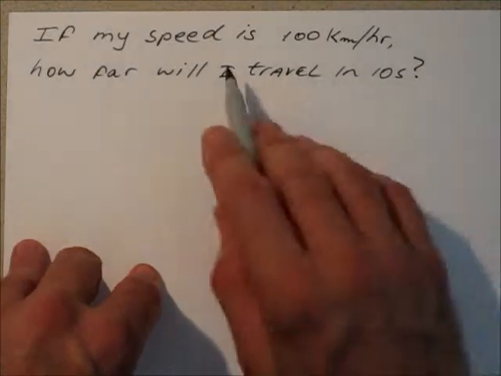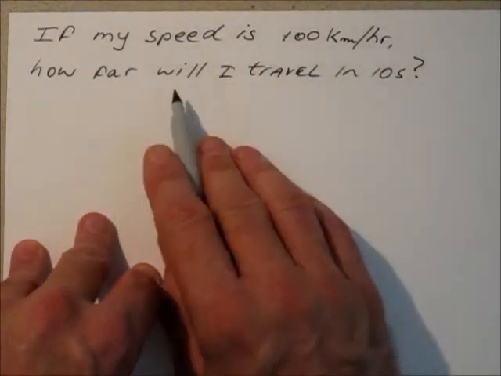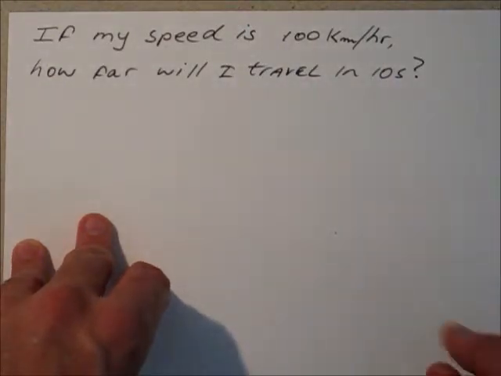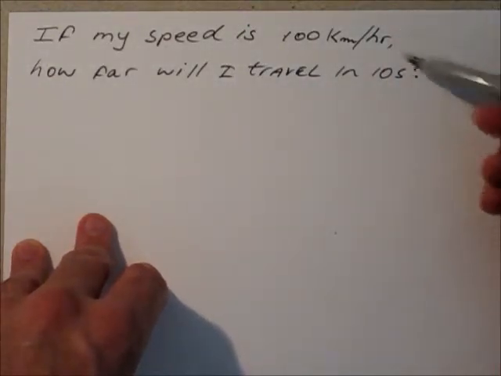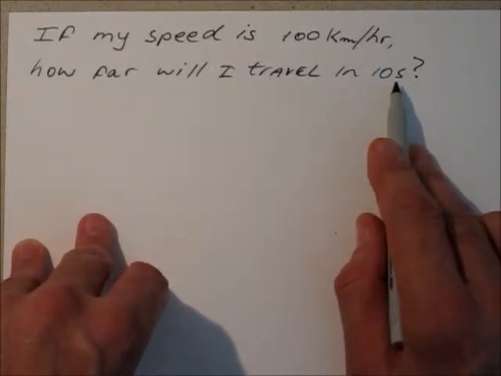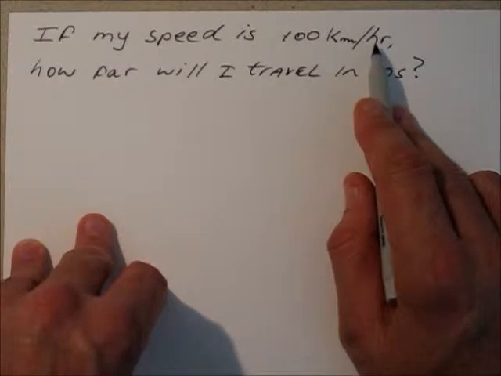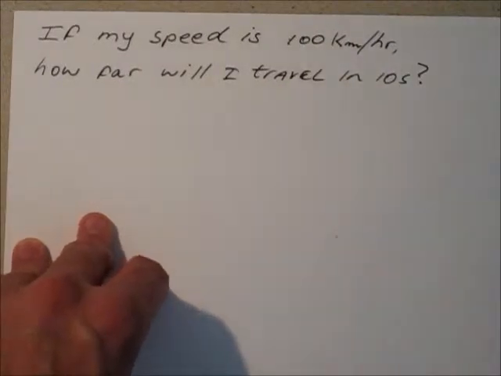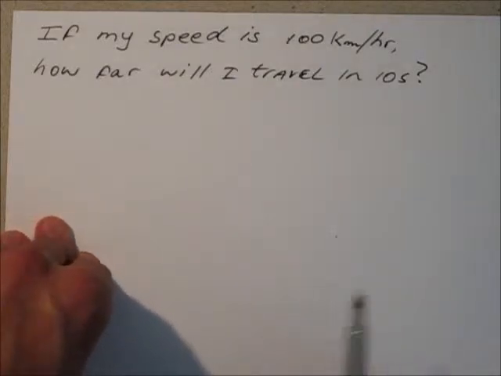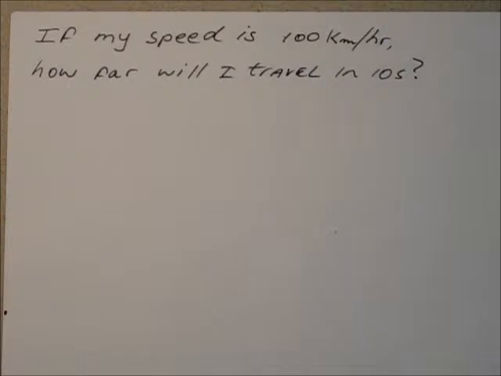So at the moment, we've got a speed in kilometers per hour, but the question's asking how far we'll travel in 10 seconds. So the key to this is getting these units consistent. Now you could either convert seconds to hours, or you convert hours to seconds. It doesn't really matter. In this case, I'm going to convert hours to seconds. So there's 60 seconds in a minute and there's 60 minutes in an hour, so therefore there's 3,600 seconds in an hour.